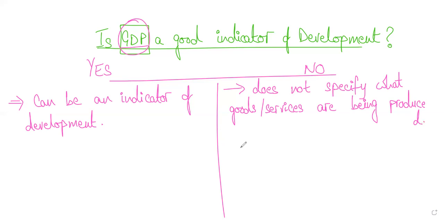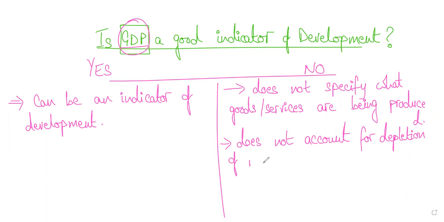Another problem with GDP not being a good indicator of development is that it does not account for the exhaustion or depletion of resources that take place. Let me explain this point as well. It does not account for depletion. So it doesn't tell us how much depletion of resources took place when the country produced this much GDP.